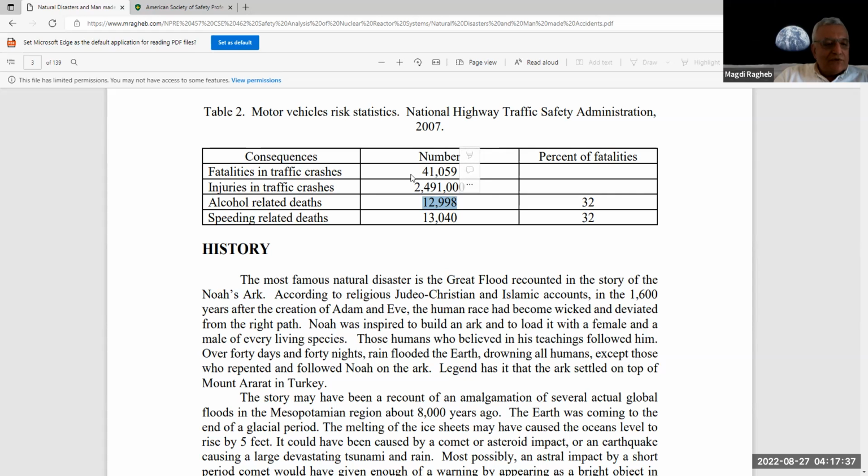12,000 of those 41,000 are related to alcohol, not necessarily drugs too, but just alcohol. And speeding causes 13,000 deaths. Injuries, this is the number of injuries here. Alcohol-related deaths are 32% of the fatalities, and speeding is 32% also, like the case of accident. So here we're trying to say that engineering devices that we use, from airplanes to trains to automobiles, are a source of risk in our society.